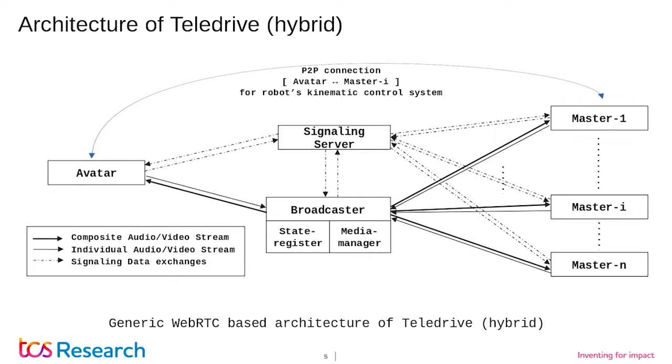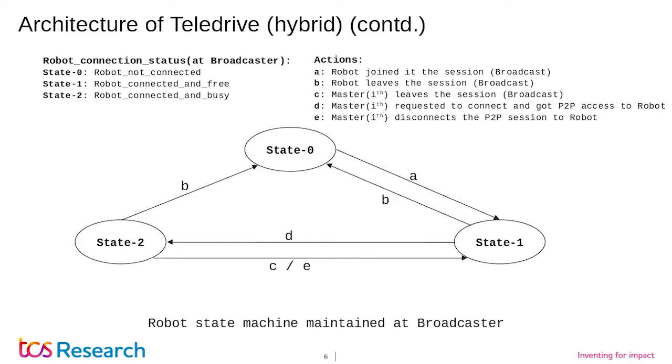And along with that, one P2P connection can be established here. So it is an on-demand P2P connection, established when any master wants to connect or take control of the robot. In the next slide we will describe how the state register maintains its states.